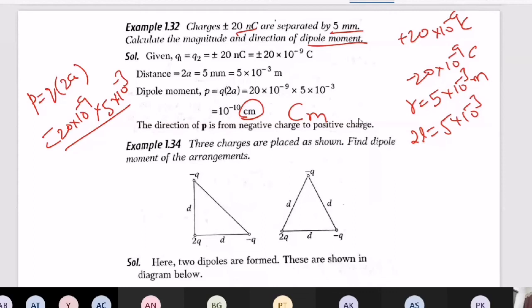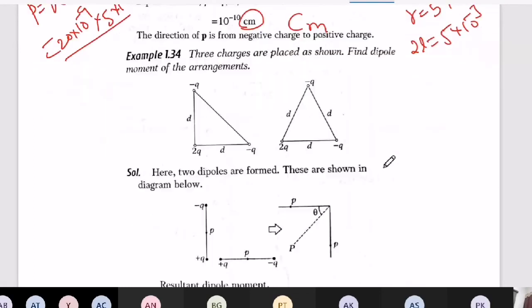But sometimes they will give a little bit difficult or tricky question. See here, I have given an example. Before, we defined that if there are two charges equal in magnitude and opposite in sign, then we say it is a dipole. But here they have given three charges placed as shown. Find the dipole moment of the arrangement. One I will explain, the other is an assignment for you.